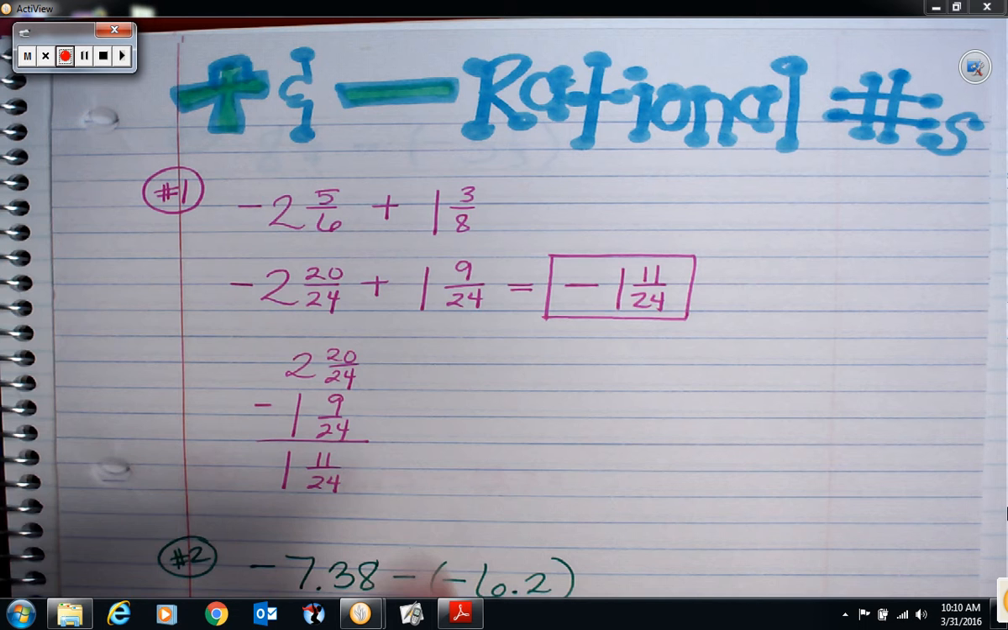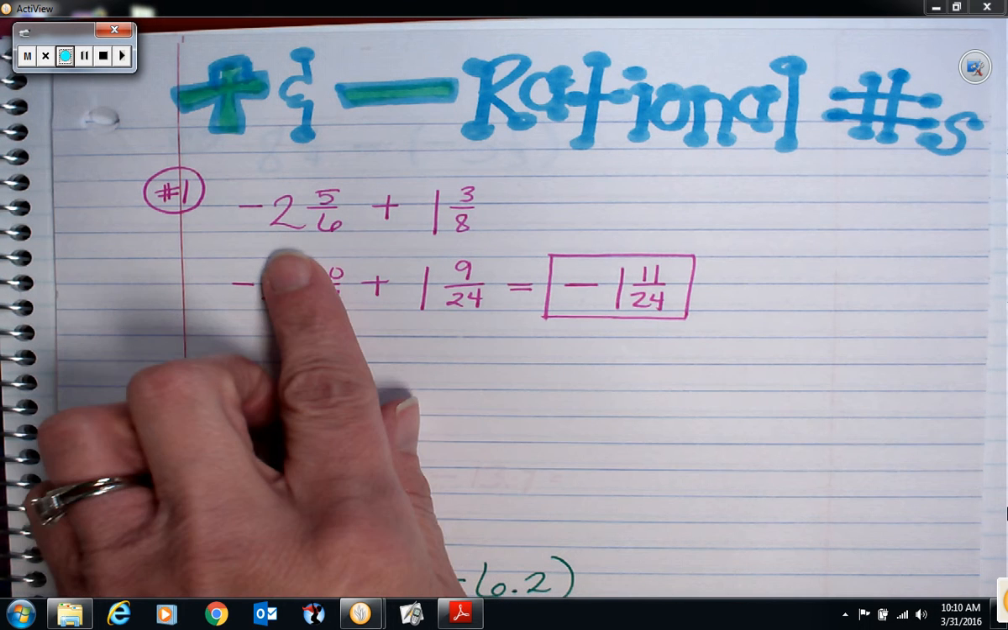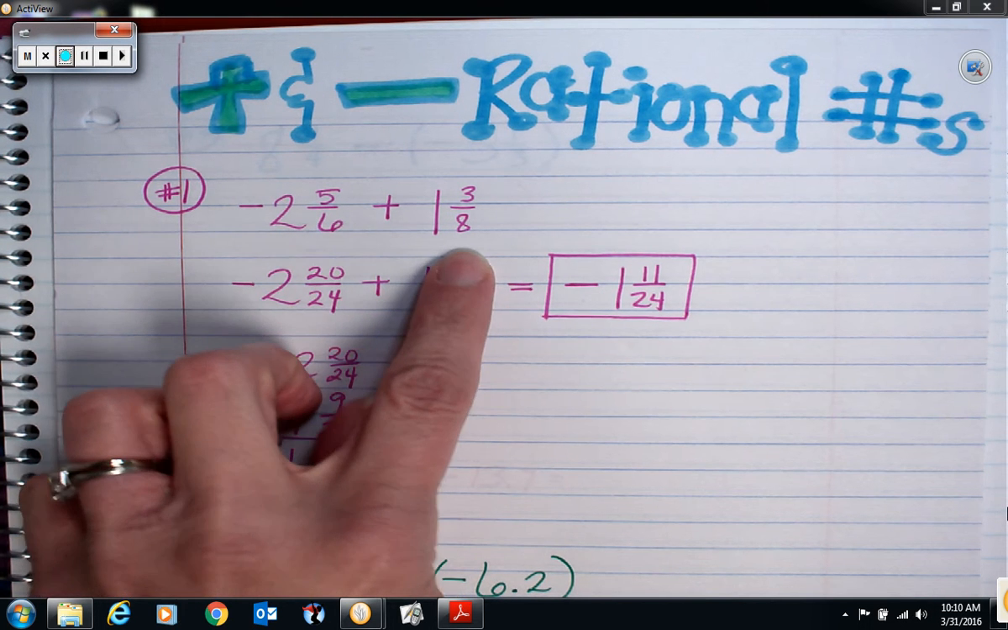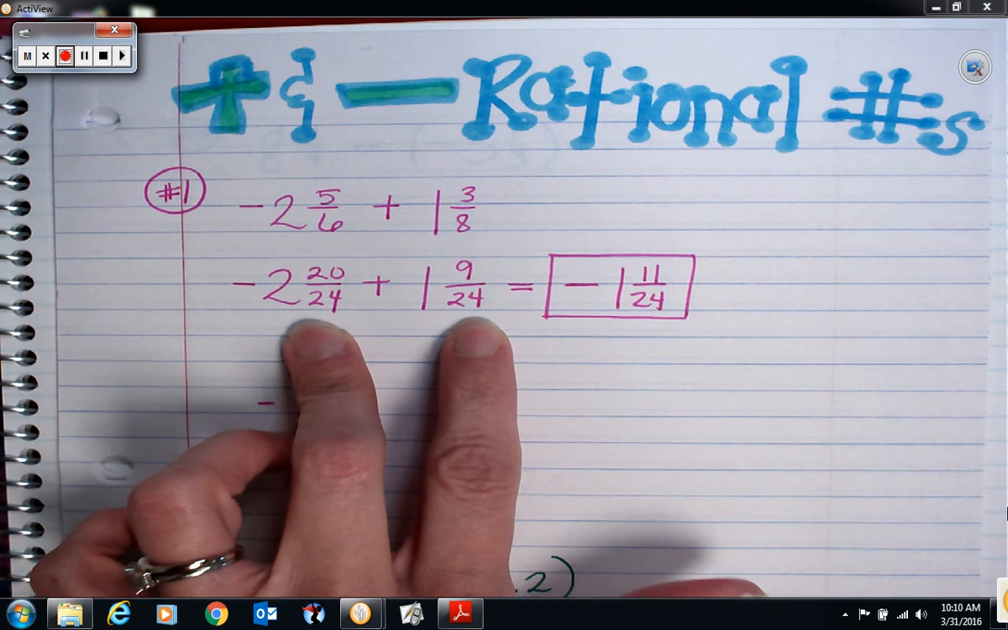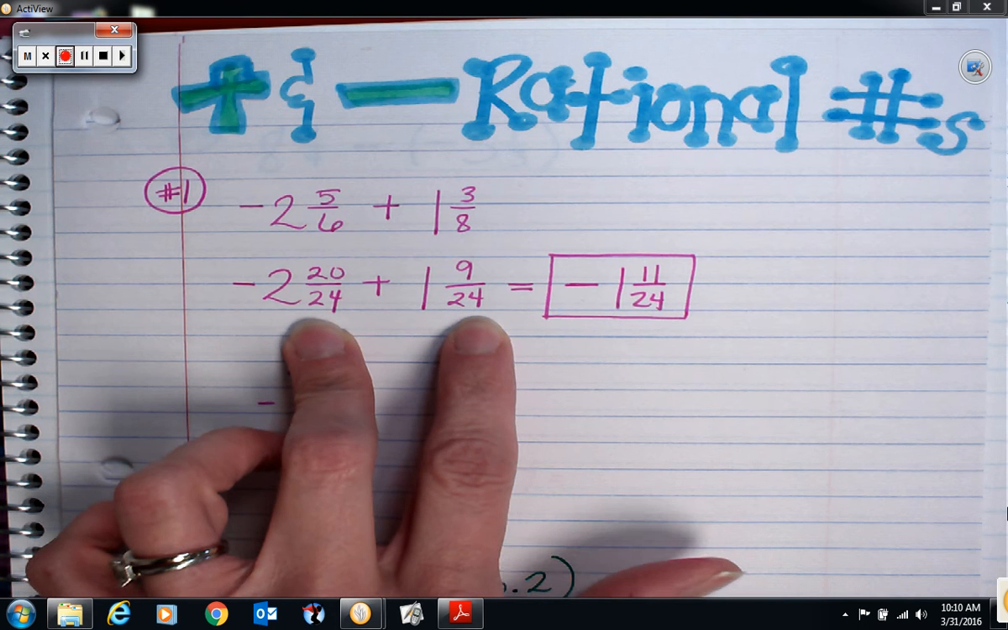So the first one that we did together was negative 2 and 5/6 plus 1 and 3/8. The first thing we thought about was our rules with fractions, that we have to have a common denominator. So we rewrote the problem with a common denominator.